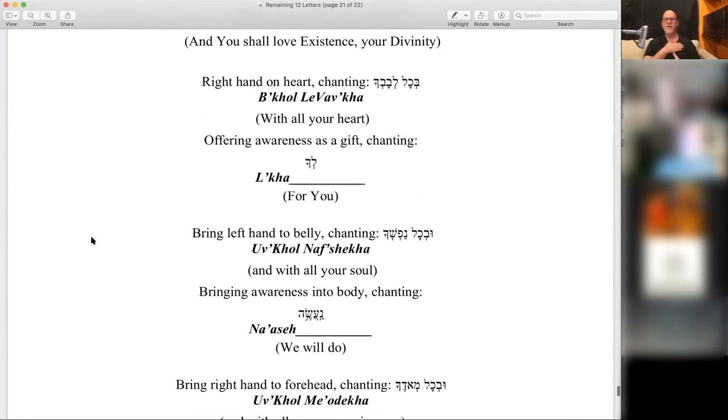Bringing left hand to your belly, uvechol. Uvechol nafshecha, shining awareness into all of your organs, shining out from your belly to fill every corner of your body. Naaseh.